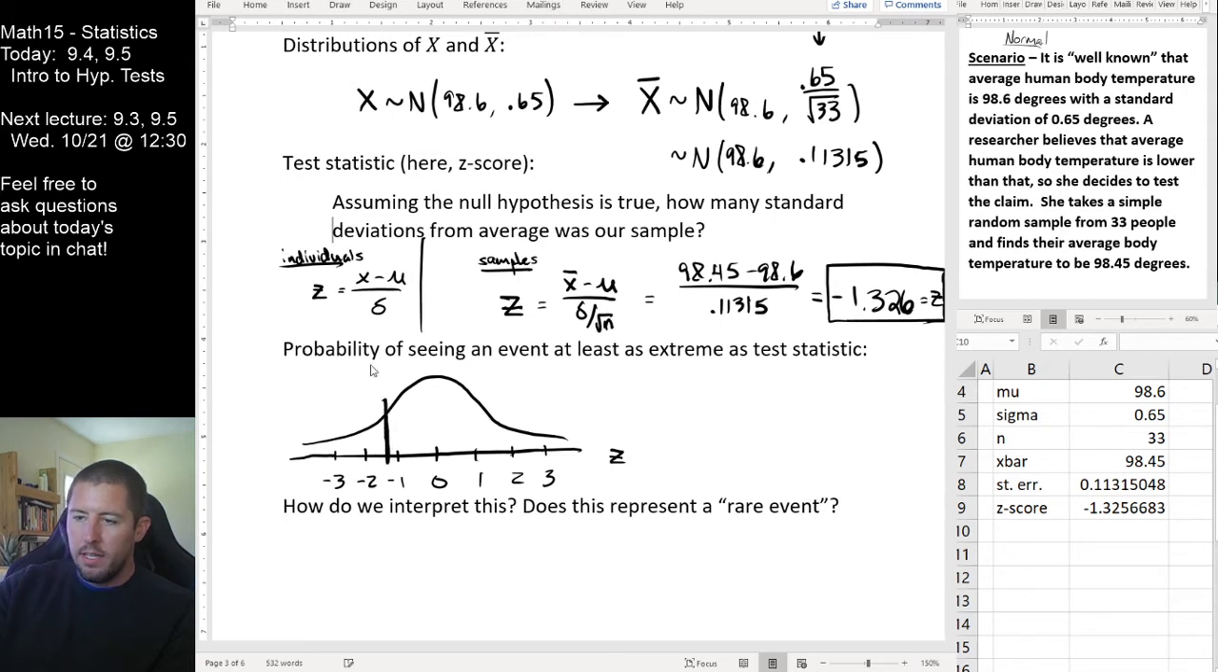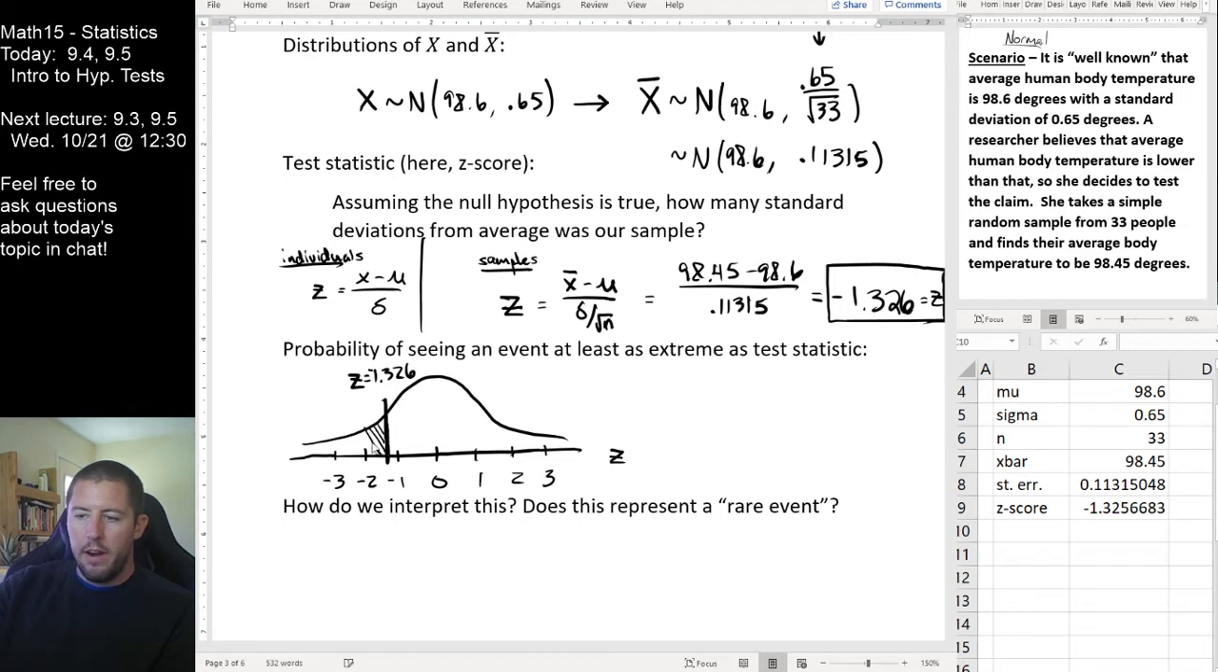This is my z equals 1.326, or negative right there, negative 1.326, right? That is the location of our sample that we drew. Our 33 people landed here on our sampling distribution, 1.3 standard deviations below normal.